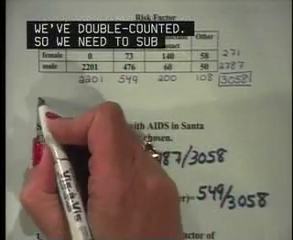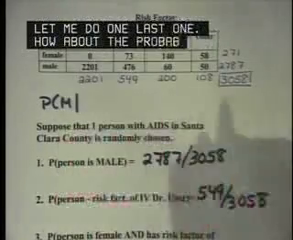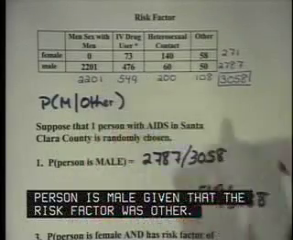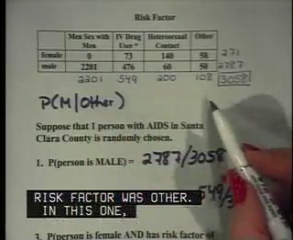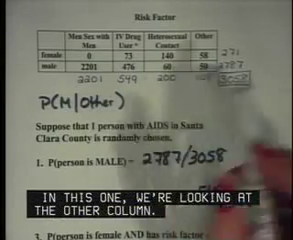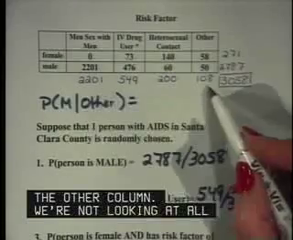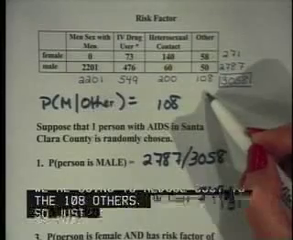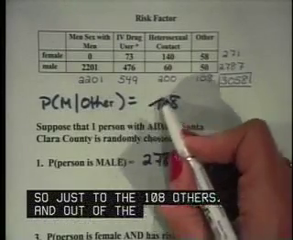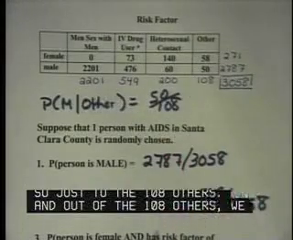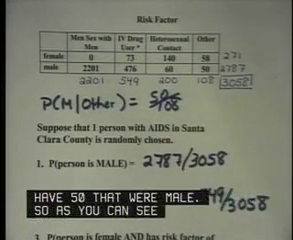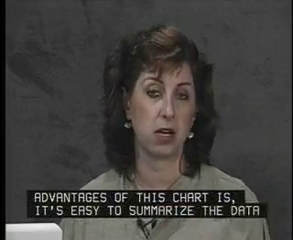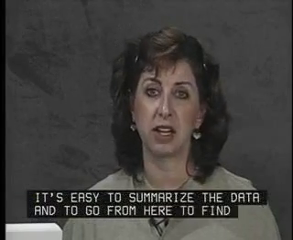Let me do one last one. How about the probability the person is male, given that the risk factor was other? In this one, we're looking at the other column. We're not looking at all 3,058. We're going to reduce just to the 108 others. Out of the 108 others, we have 50 that were male. So as you can see, one of the advantages of this chart is it's easy to summarize the data, go from here to find the fractions, and then use your calculator.